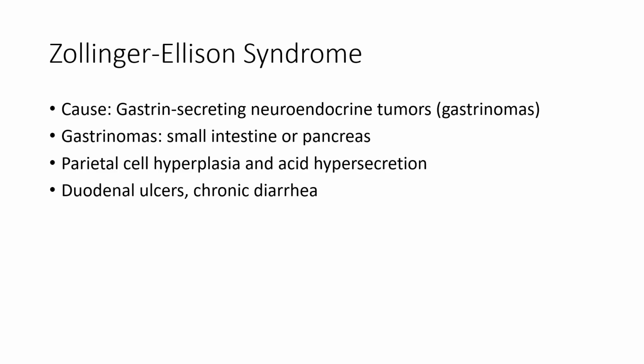Gastrinomas are located usually within the small intestine or pancreas. Gastrin causes growth of the gastric mucosa and increases gastric acid secretion. So this will result in massive parietal cell hyperplasia and also will result in acid secretion. So patients will present with duodenal ulcers and chronic diarrhea. Gastrinomas are associated with MEN1 syndrome.